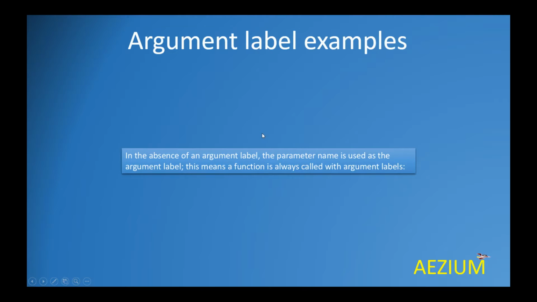Now, one very important point is, if the argument labels are not included in the function definition, Swift treats the parameter names as argument labels. So it is correct to say that a function is always called with argument labels. If the argument labels are mentioned, we use those. If not, we use the parameter names as argument labels, and then we call the function.